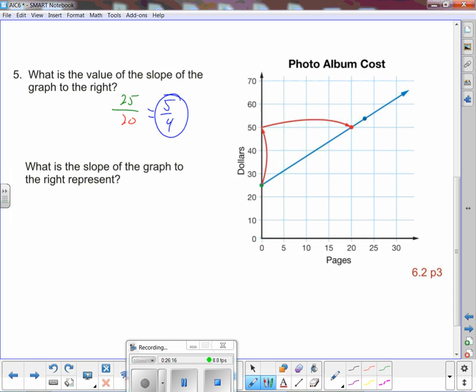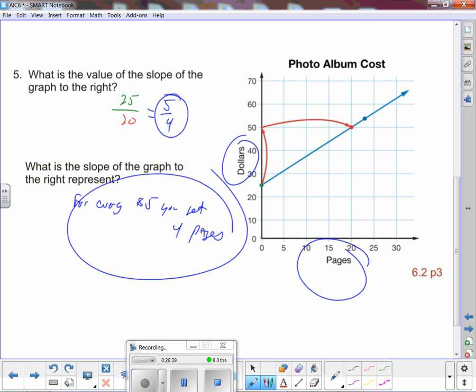For every 5, look at the graph, for every 5 dollars, you get 4 what? Pages. Exactly right. For every $5, you get 4 pages. That's real life, and that's the real life use of slopes and y-intercepts.